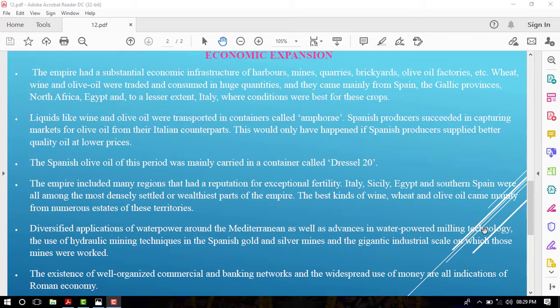Later, after 425 CE, the Aegean, Turkey, Syria and Palestine became major exporters of wine and olive oil. Campania in Italy, Fayum in Egypt, Galilee and Byzacium in Tunisia, and Baetica in Spain were all among the most densely settled or wealthiest parts of the empire. The best kinds of wine came from Campania. Large quantities of wheat were exported to Rome from Sicily and Byzacium.